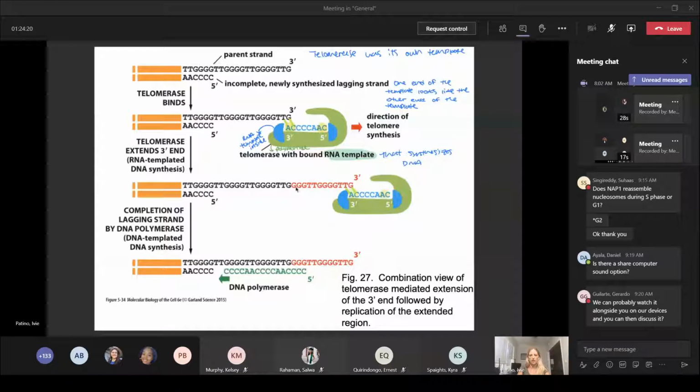And then you can see here, okay, now this is the new sequence that we added. And then that gives primase enough space to lay down a primer. And then that gives DNA polymerase enough space to go ahead and synthesize the rest of that strand. And then, you know, we can replace the primer that we had previously with DNA.